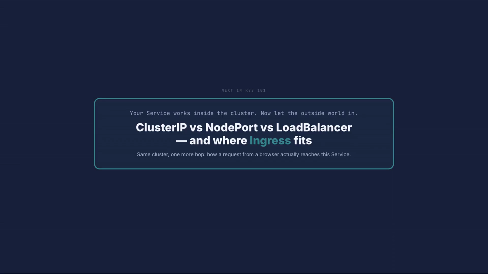You can now debug any service that won't connect inside the cluster. But there's one more hop. How does a request from the outside world, a browser, actually reach this service in the first place? That's the difference between ClusterIP, NodePort, and LoadBalancer, and where ingress fits.